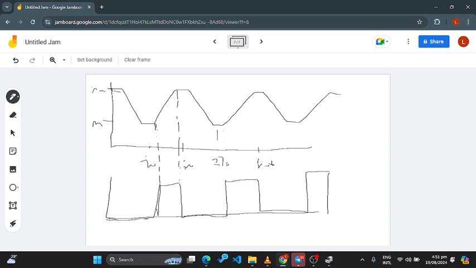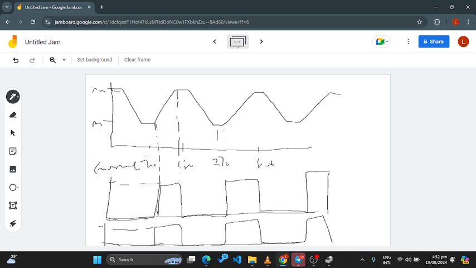Then torque is directly proportional to current. So the torque is also going to follow in that same manner, so it will also be like this. These things are not difficult to draw. So this is the peak current, and this is the peak torque.